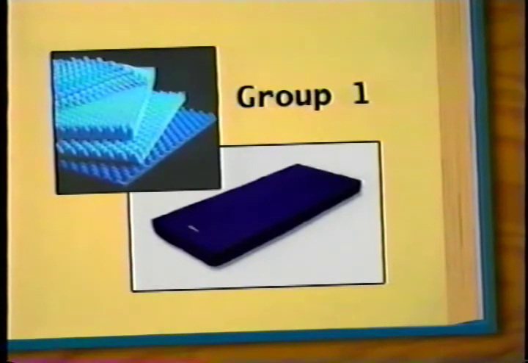Group 1 devices are those support surfaces that are static. They do not require electricity. Static devices include air, foam, whether the foam is convoluted or solid, gel, and water overlays, or mattresses. These devices are ideal when a resident is at low risk for pressure ulcer development. They redistribute pressure, may decrease shearing, and are relatively inexpensive. If foam is used, it should be 1.3 pounds per cubic foot and greater than 3 inches.